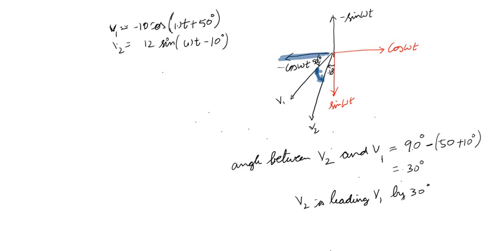While using the previous trigonometric approach, we got V1 is leading V2 by 330 degree. Why is there a difference? It's very clear. You see here, if you go by this way, this angle is 330 degree, and this angle is 30 degree. You can say V1 is leading V2 by 330 degree, or V2 is leading V1 by 30 degree. Clear? Both are the same.